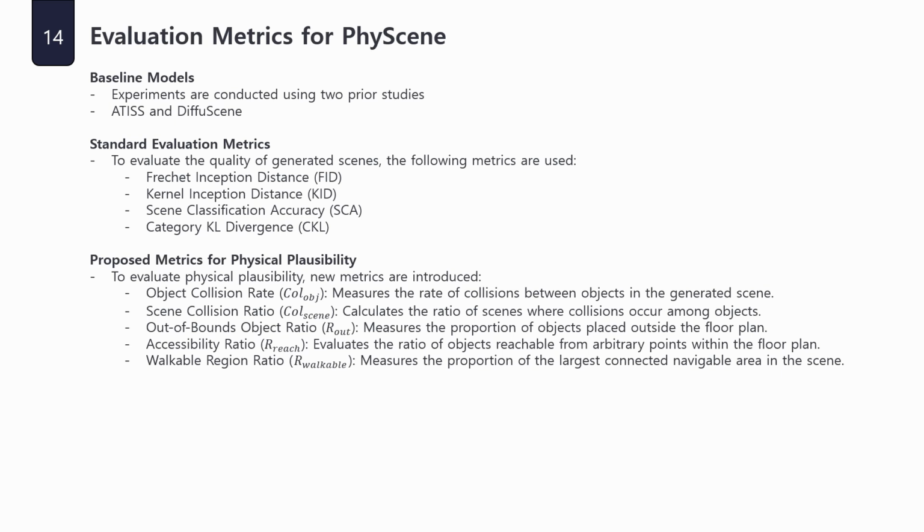Next is out-of-floor plan ratio, which measures the proportion of objects located outside the floor plan. Fourth is object accessibility ratio, which measures the proportion of objects reachable from any arbitrary point within the floor plan. Last is maximum connected area ratio, which measures the proportion of the largest connected area in the generated scene. These additional metrics comprehensively evaluate the layout, suitability, accessibility, and interactivity of the generated scene.